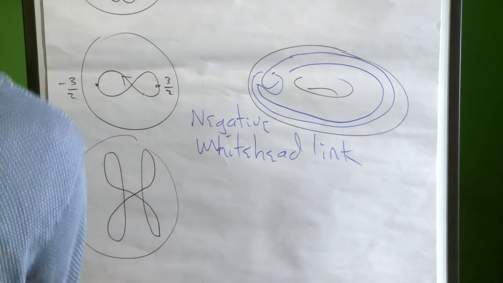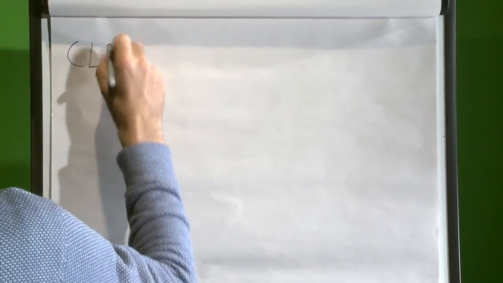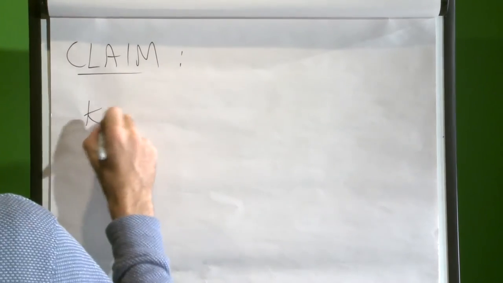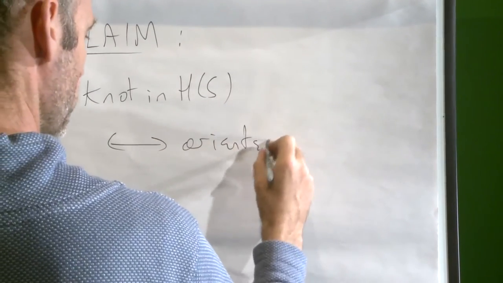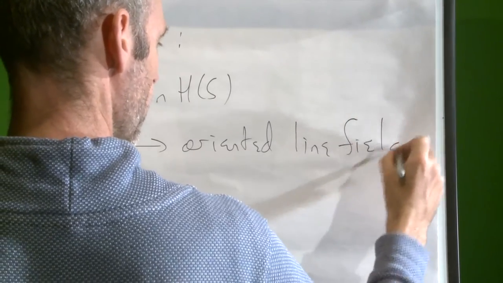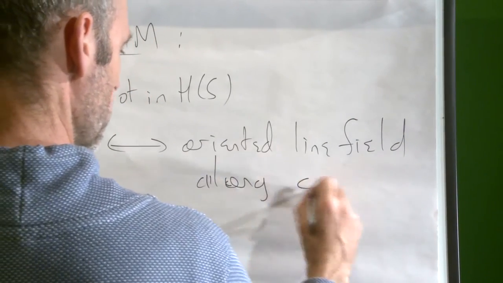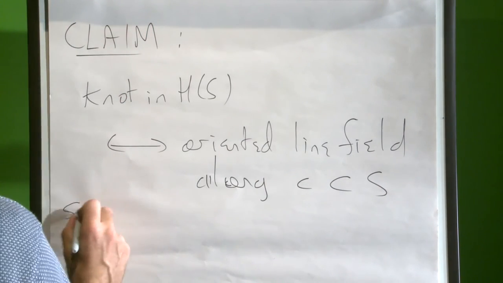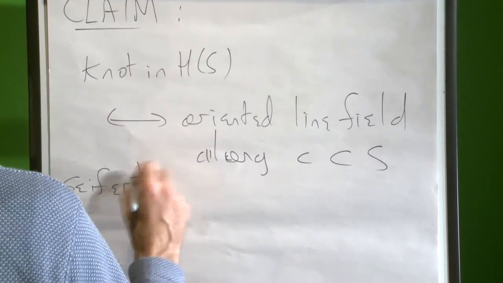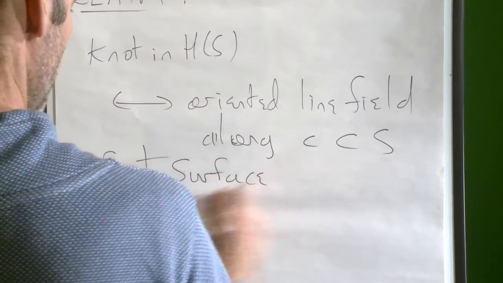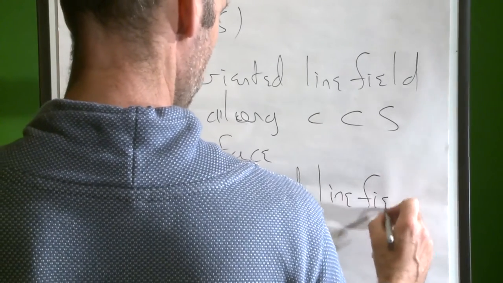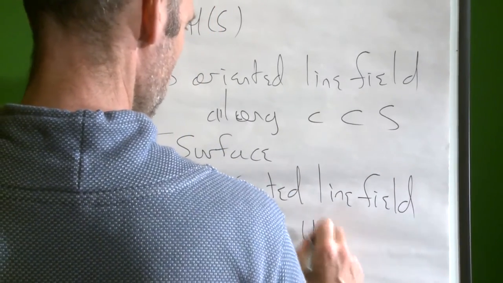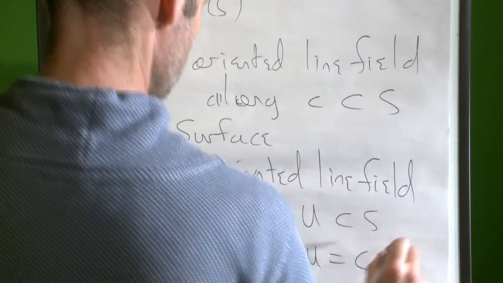So, there I've just given some examples of some simple knots or links. And what do I want to do with that? Well, my claim is that if you take a knot in this H of S, you can see, well, this is an oriented line field along a curve C contained in your surface S. And as you would do to construct standard knot invariants, the Seifert surface associated with this then would be an oriented line field over a set, such that the boundary of the set is this curve C.